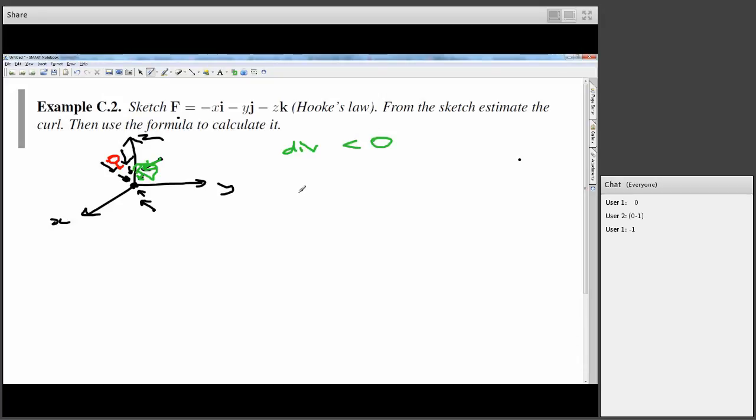How negative? Can't tell from the picture, but at least we've got that intuitive understanding. So as I said, divergence is the measure of net flow. There's more flowing in than out, so everything seems to be collecting stuff.